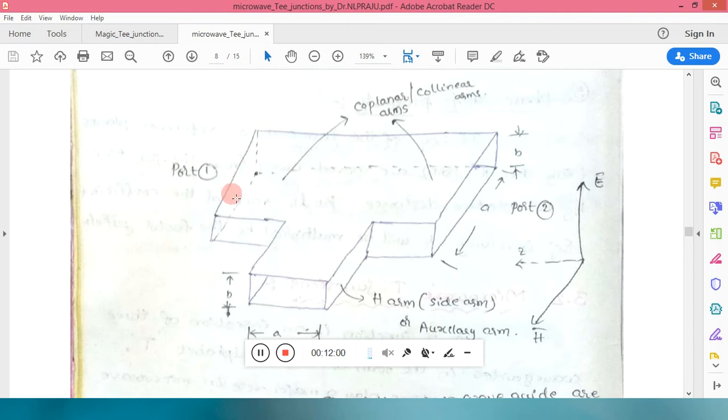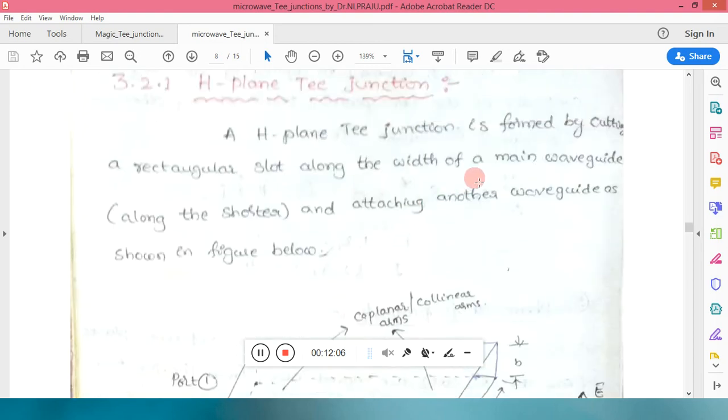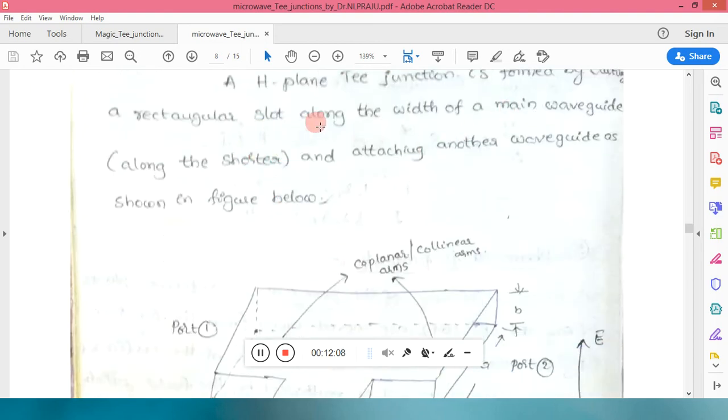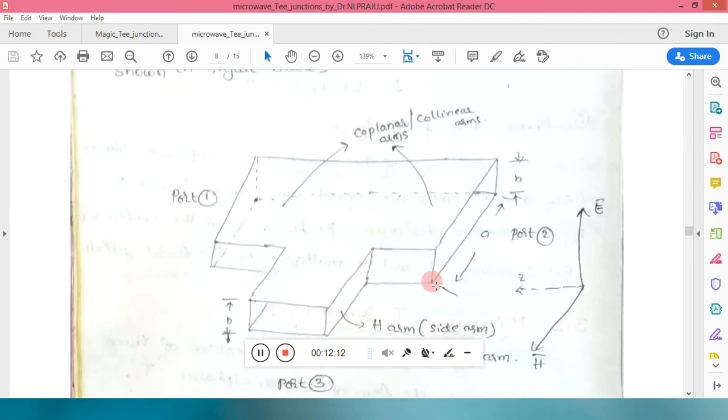This is the rectangular waveguide. The H-plane T is formed by simply cutting a rectangular slot along the width of the main waveguide. This is the breadth and this is the width. So we cut the width of the main waveguide and attach another waveguide of the same type and same size, attaching like this. So it forms an H-plane T.